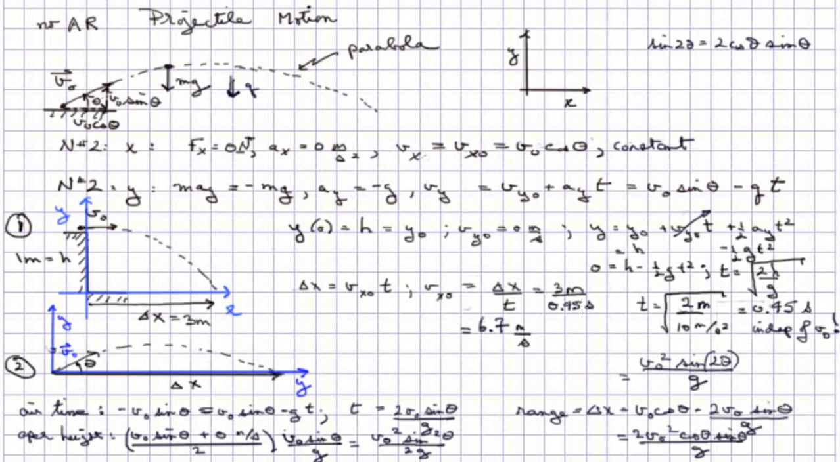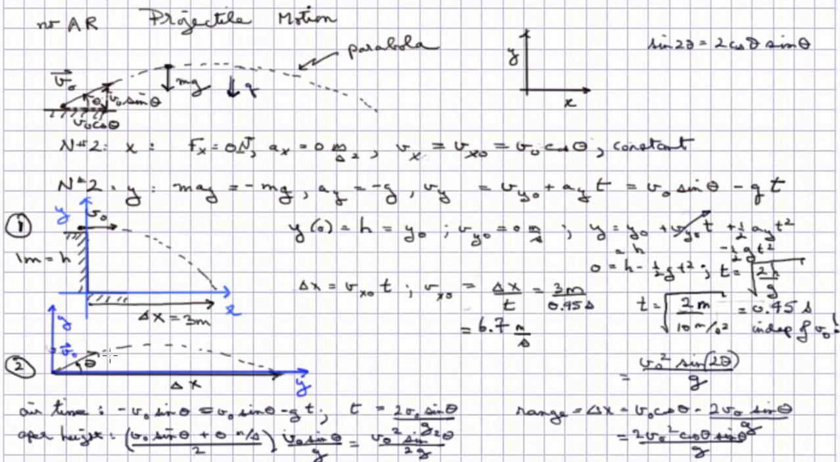And so if one divides 0.45 seconds into 3 meters, one deduces that the initial horizontal launch velocity is 6.67 meters per second.